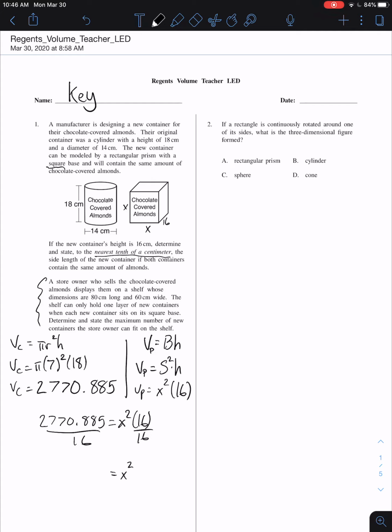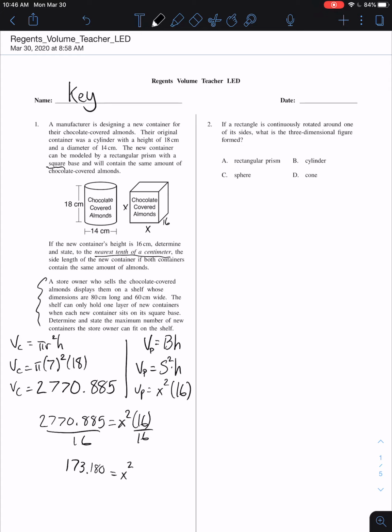And that'll give me that x squared is equal to 2770.885, and you could also use the second answer button on your calculator. This would be a very effective method, right? And that's going to give me 173.180.